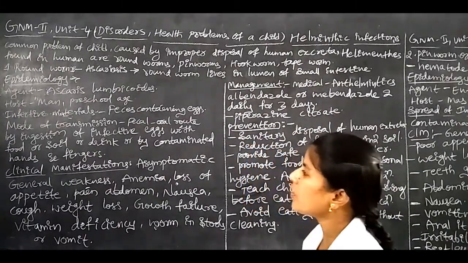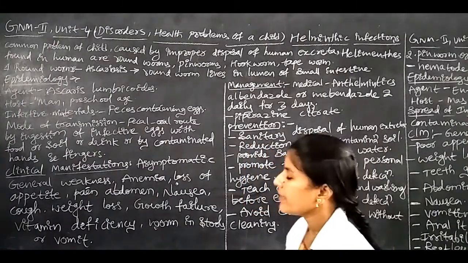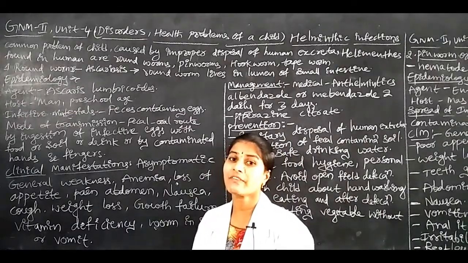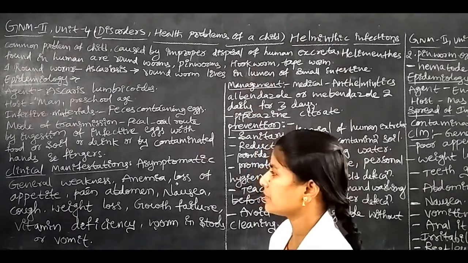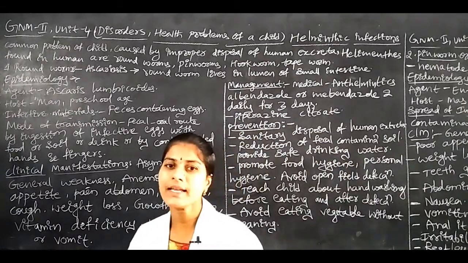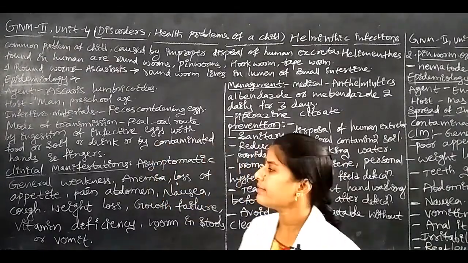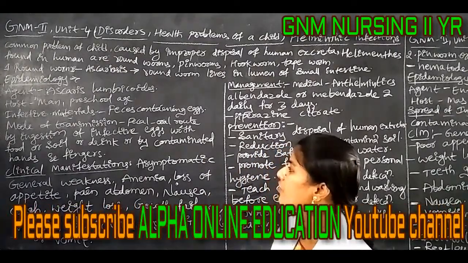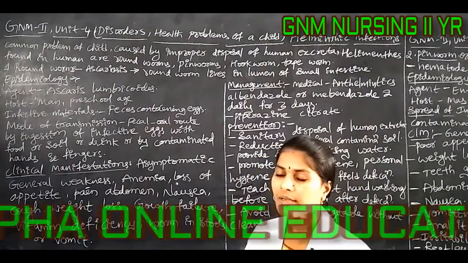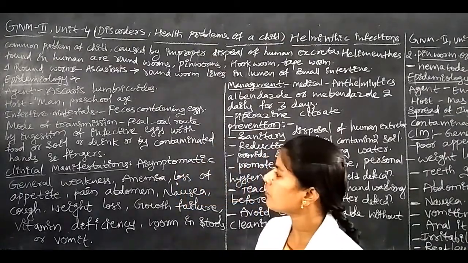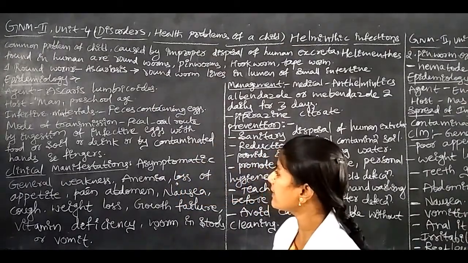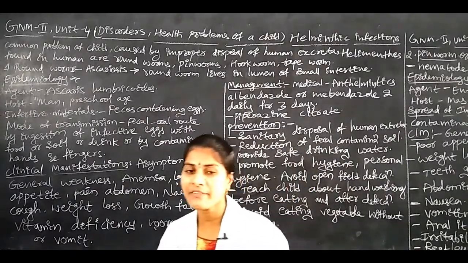Next, the mode of transmission, the way the disease is caused, is the fecal-oral route. In this, infective eggs are ingested through food, soil or drink, by contaminated hands and fingers.